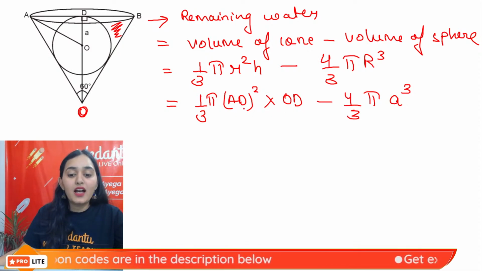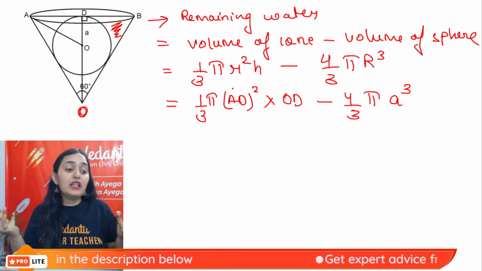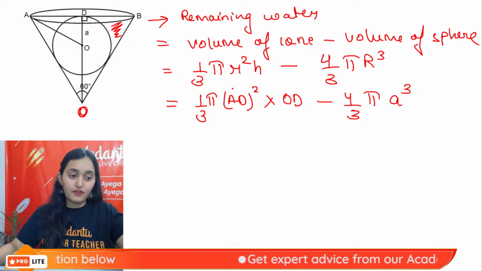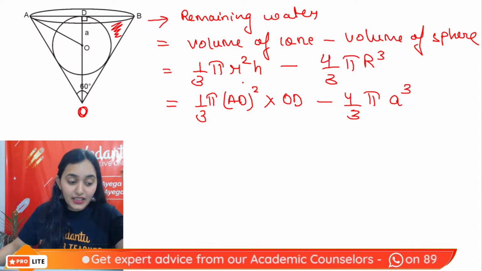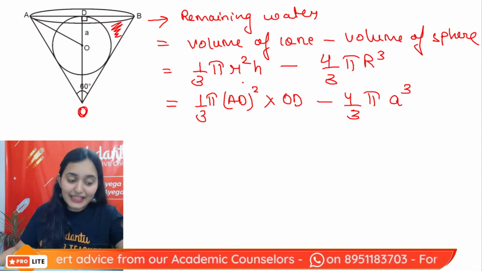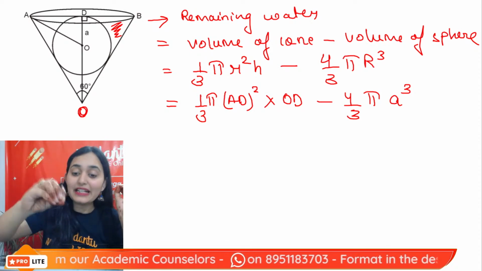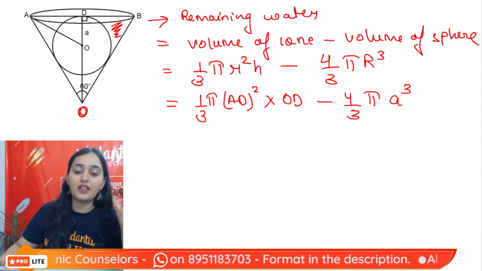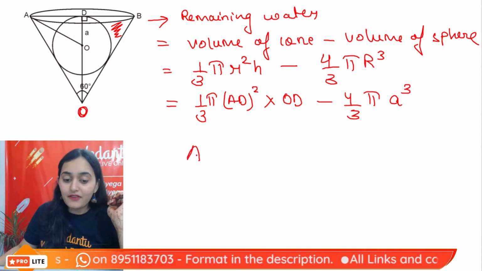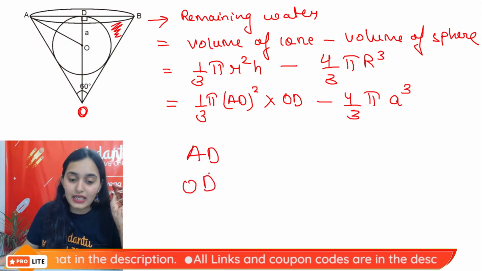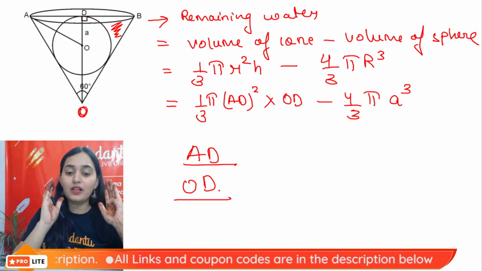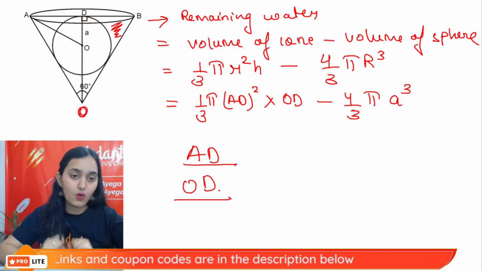Now, what you don't know in the question. So this is given in the question. First of all, write down what is given in the question. Then you look what do you need in the answer that is not given in the question. So you need the value of AD. You need the value of OD. So let's find out what will be AD and what will be OD.